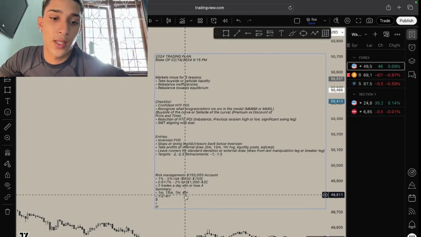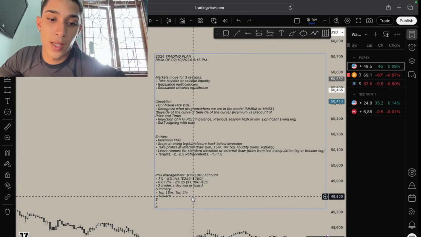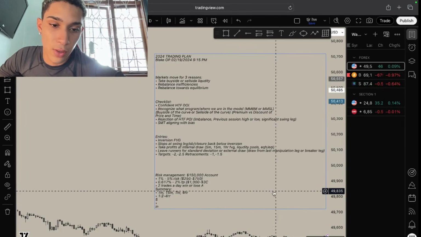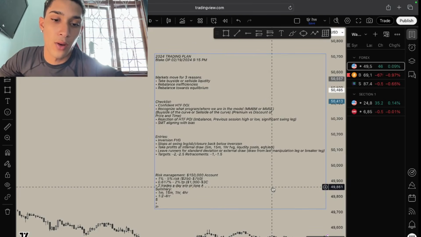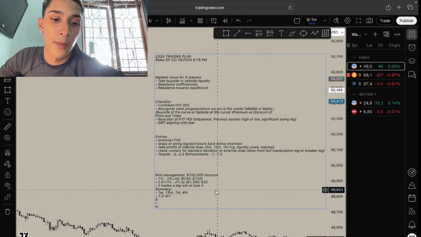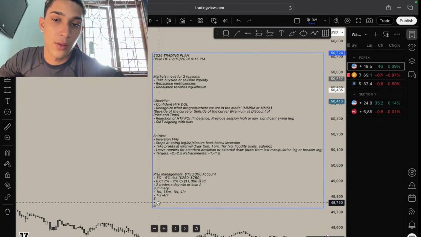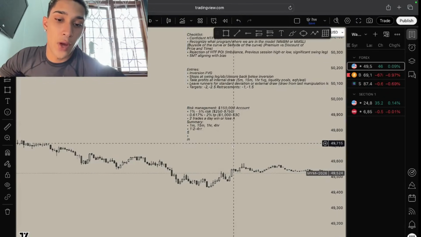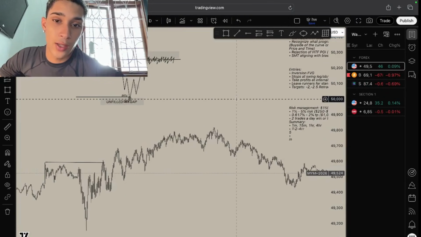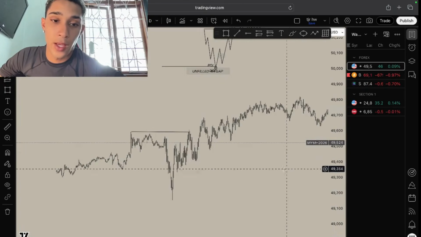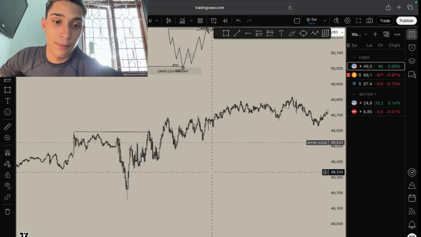and 0.617 to 2% take profit, $1,000 to $3,000, 2 trades a day, win or lose. A setup minimum. Summary 1 minute, 15 minute, and I think this was just a summary of a few of the time frames that he uses. But without further ado, we're gonna get into some examples of this model.